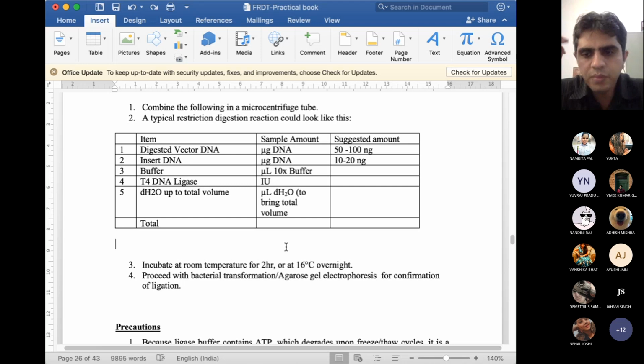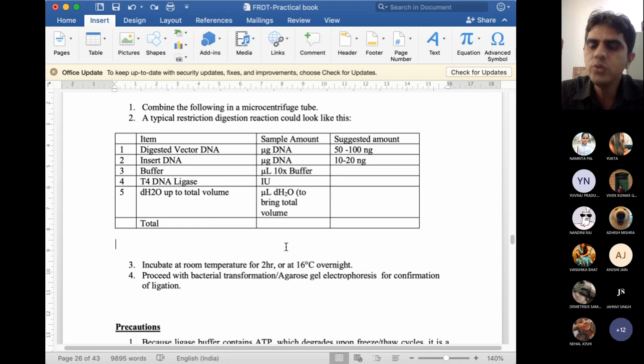So to confirm that at least some ligation is there, the gold standard way is to go for the transformation. If the fragments got ligated, and you transform into the host, like E. coli is a host, means you make the host pick it up. Transformation is a process in which you transfer a foreign DNA into a cell. The process of transfer of a foreign DNA into a cell is called transformation.